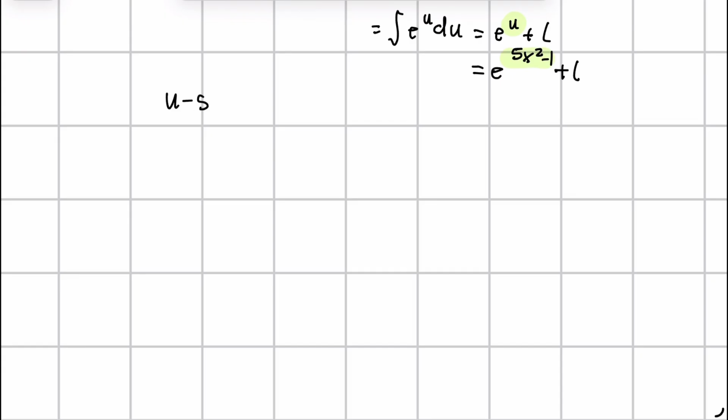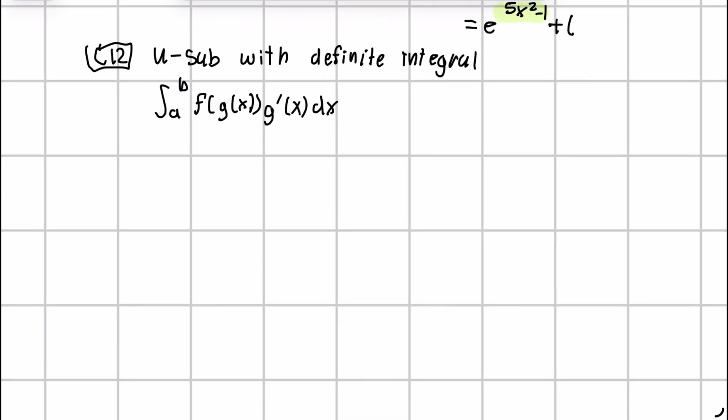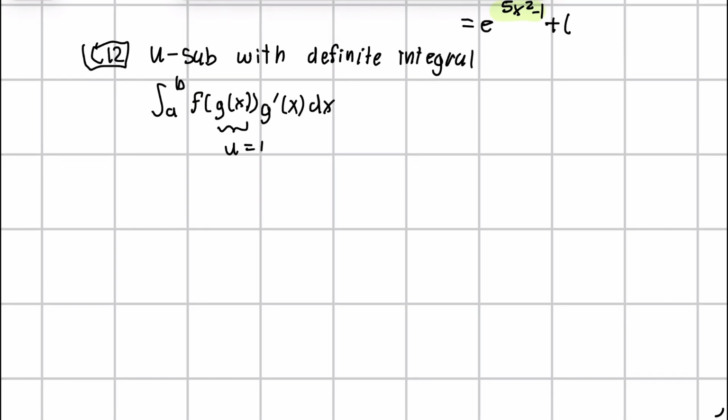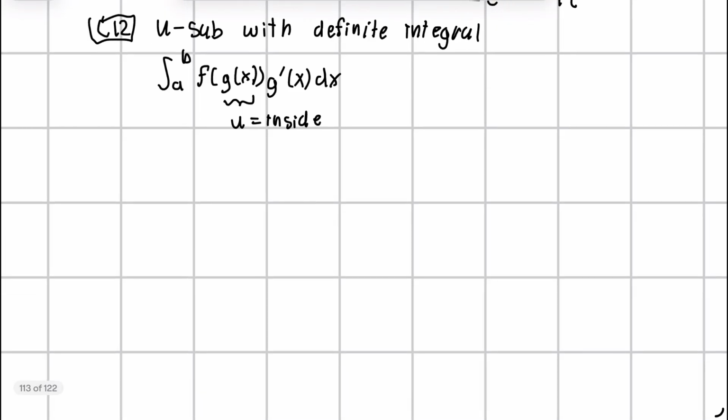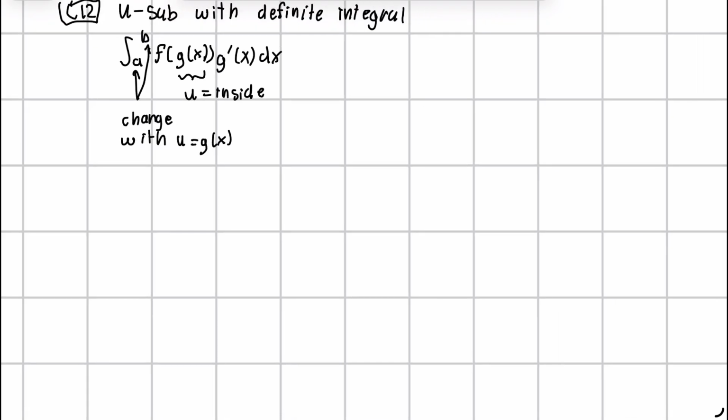So what if you have u substitution with a definite integral? Basically, in this case, you have the integral from a to b of f of g of x times g prime of x times dx. For definite integrals, you either have to change your bounds or you have to substitute back. So you're going to make u equal to what is on the inside, and then you're going to find du, and then you're going to change your bounds. You're going to take a and b and change them with your updated u equal to g of x, and then you're going to integrate with your new bounds.